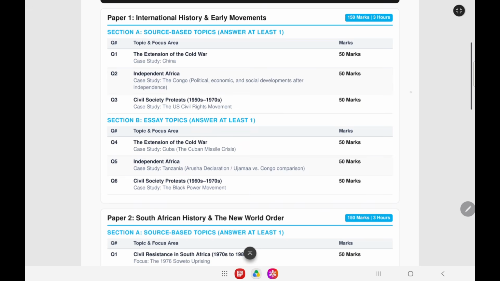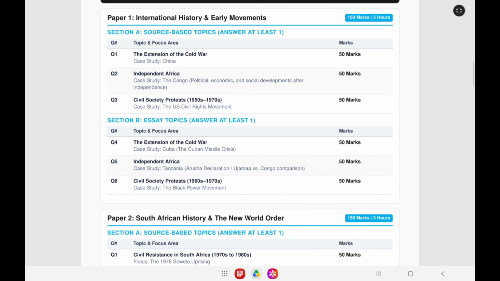Let's go through paper 1. We have paper 1, international history and early movements. It's worth 150 marks and you have to write it within 3 hours. Let's go through the topics and focus area. Question 1, we have the extension of the Cold War. It's a case study about China, worth 50 marks. And then independent Africa, which is a case study about the Congo, which includes the political, economic and social developments after independence, worth 50 marks.